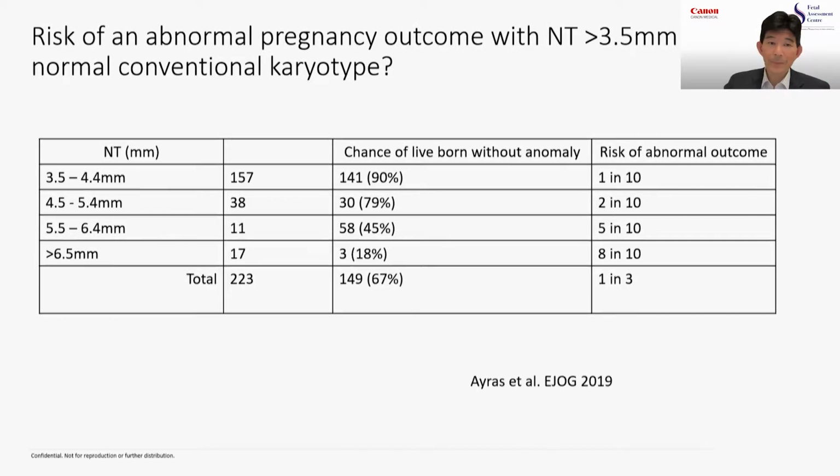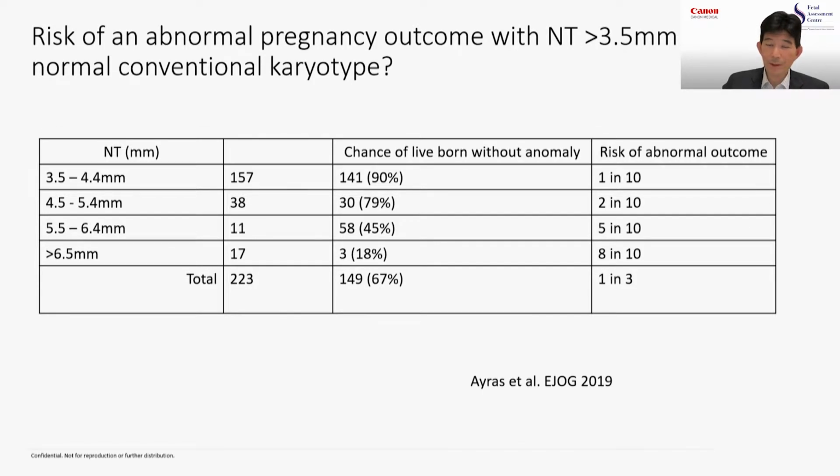And you can see that if you use a cutoff of 3.5 or more, there is a 1 in 10 chance that there is a risk of an abnormal outcome. And that risk increases dramatically when you go beyond 5.5. There's a 5 in 10 chance of an abnormal outcome. And therefore, these are very helpful for counseling, especially when you go into the 5.5 or more, or the 6.5 mm category. Because what the patient wants to know is, what does that mean in practice, doctor?